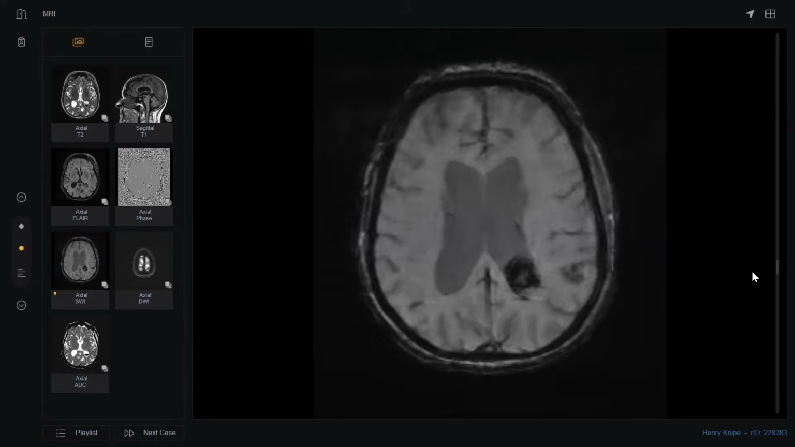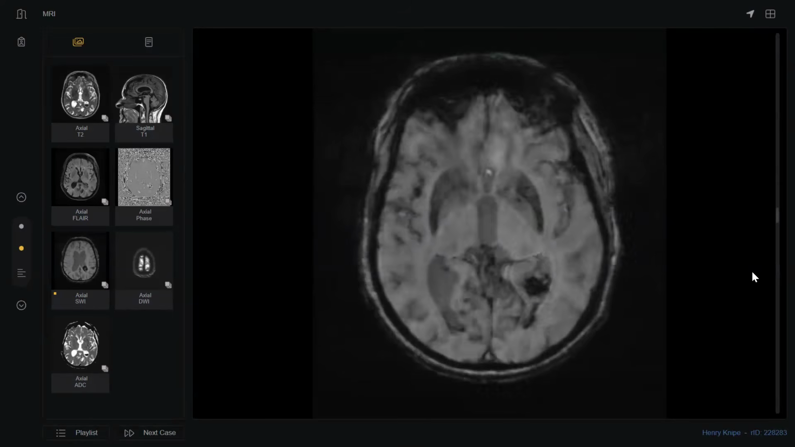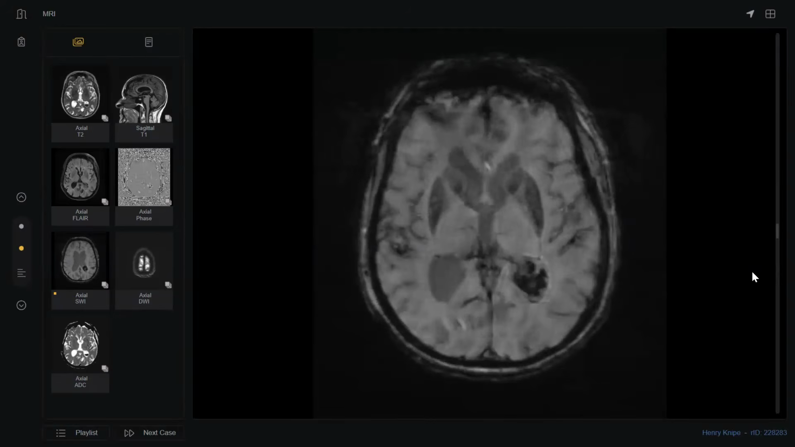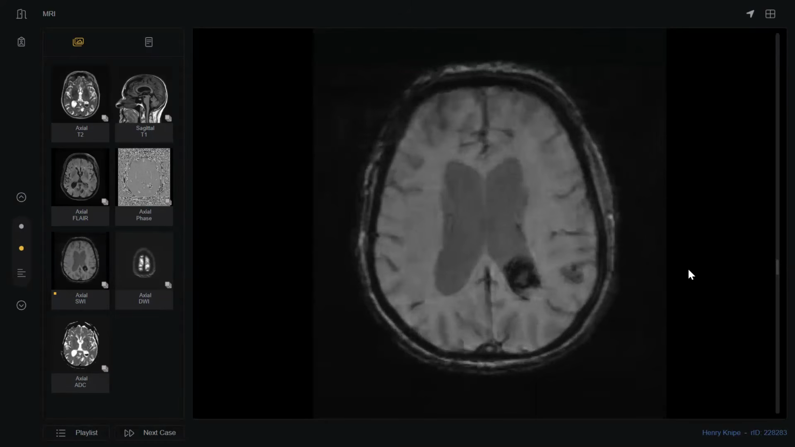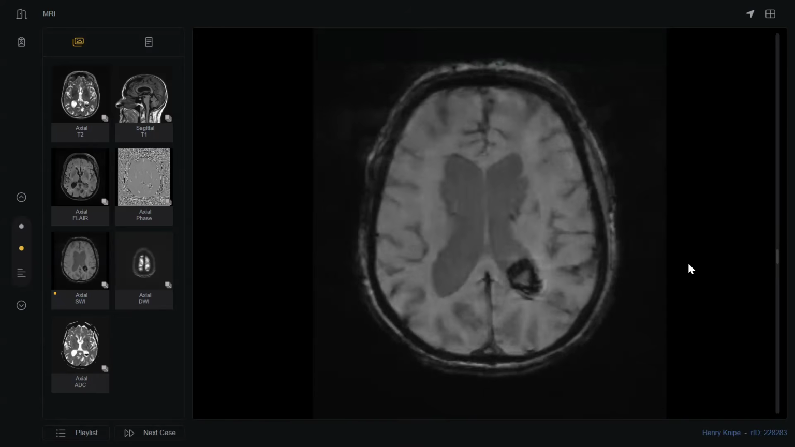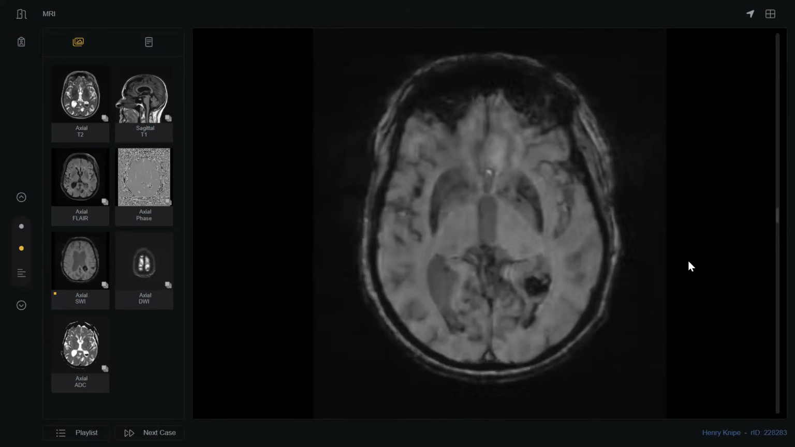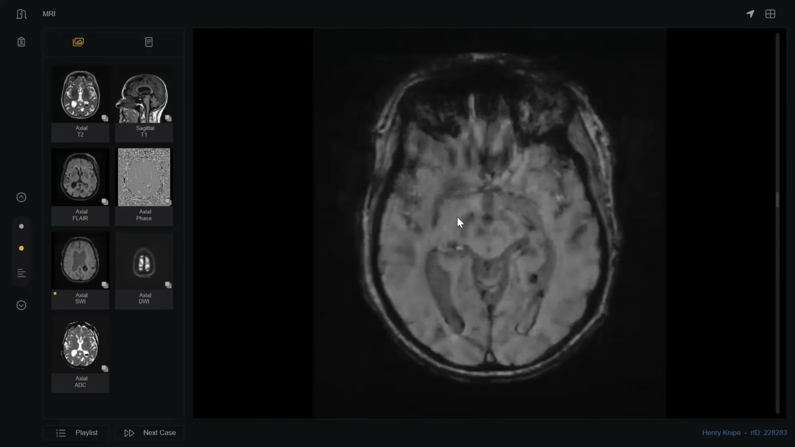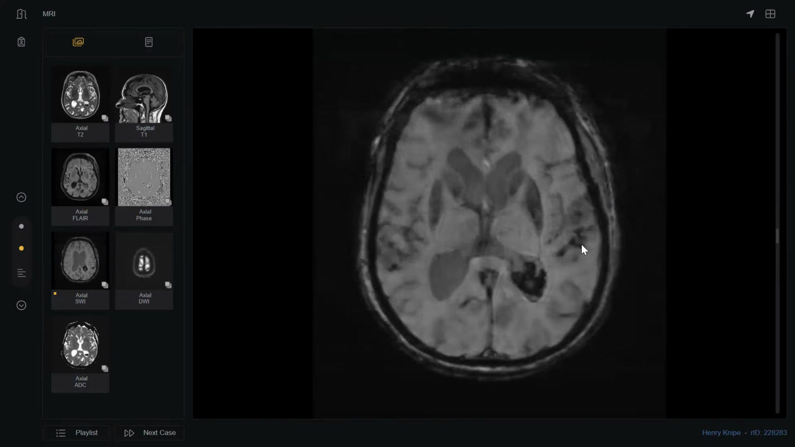I'm scrolling through the image again, trying to detect any clues. I'm trying to find any feeding artery or draining vein in such a case, but it's a little bit difficult for me on these images. There are also similar changes noted, I think, within the basal ganglia, and maybe here too.